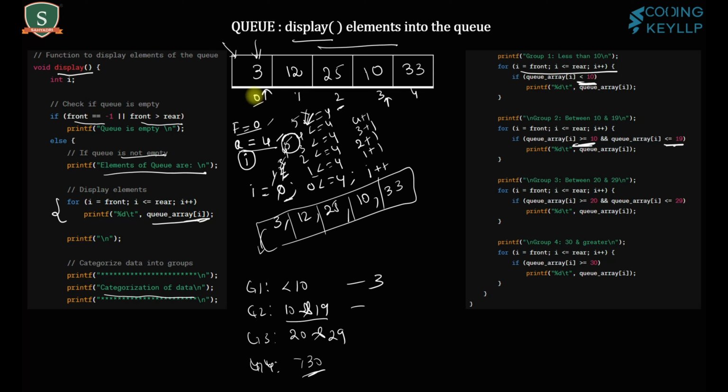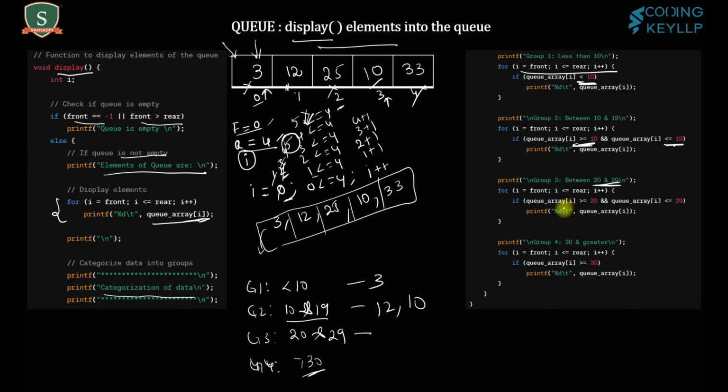So first, at index 0 the element is 3. 3 will not be printed. 12 is greater than 10, so 12 will be printed. Then 25 will not be printed. 10 is greater than or equal to 10, so 10 will be printed. 33 cannot be printed.